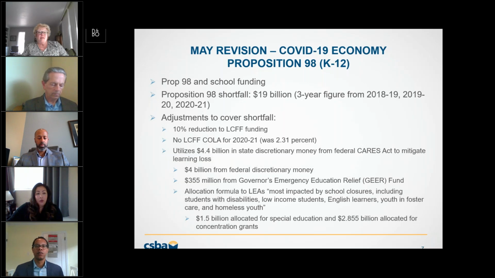But what's going to go out is about $1.5 billion for special education and about $2.855 billion based on if you qualify for concentration grants. And this is to help mitigate the schools that have been impacted the worst: those with special education students, low-income students, English learners, foster youth, and homeless youth. Next slide, please.